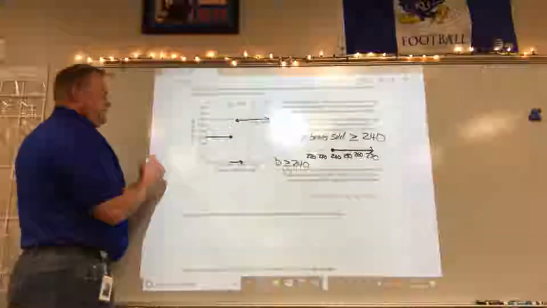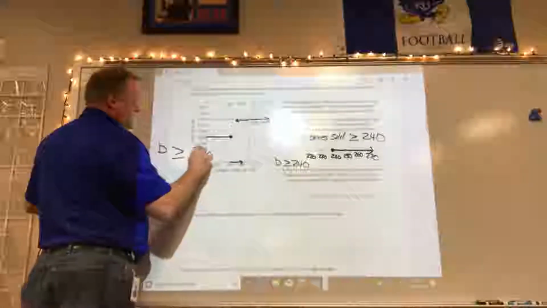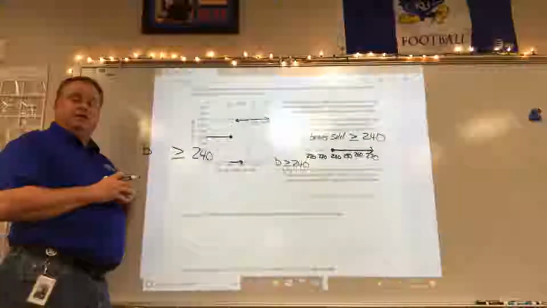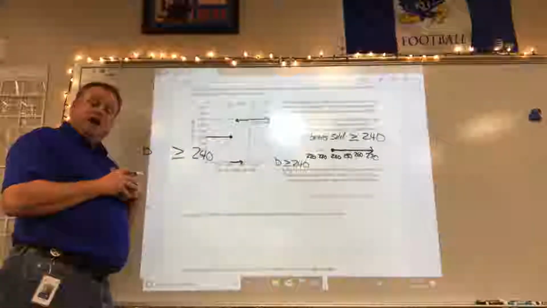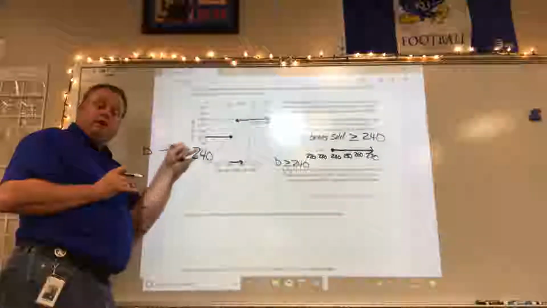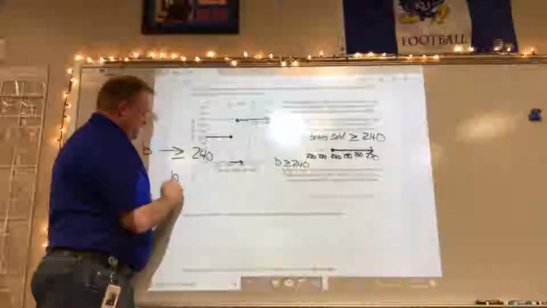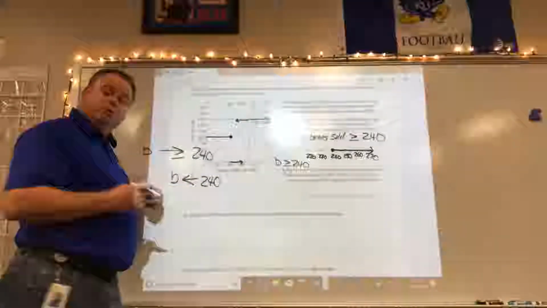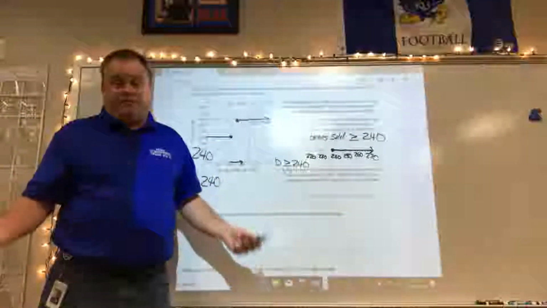Now, one of the tricks with doing this is that if you always have your variable on the left-hand side, wherever the arrow is going is the direction I graph. Meaning that if I made that an arrow, I know my line is going that direction. If it happened to be B is less than 240, if I made an arrow, it'd be going that direction. That's one of the tricks to this. It's one of the reasons why we want it on the left-hand side. It makes graphing much easier.